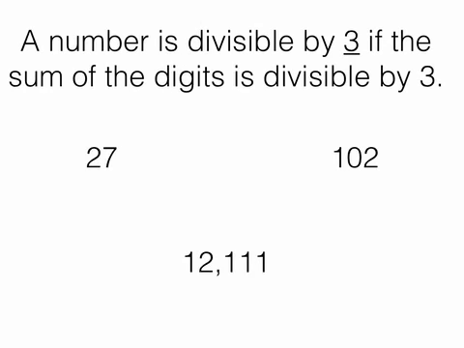Number is divisible by 3 if the sum of the digits is divisible by 3. Now, what do I mean by that? Well, if I have the number 27 and I add 2 plus 7, it's going to equal 9. 9 is divisible by 3. 102, if I add up those digits, it's going to equal 3. And 3 divided by 3 is 1, so 102 is divisible by 3. The same holds true for numbers rather large. 12,111, the sum of those digits is 6, so I know that number is divisible by 3.